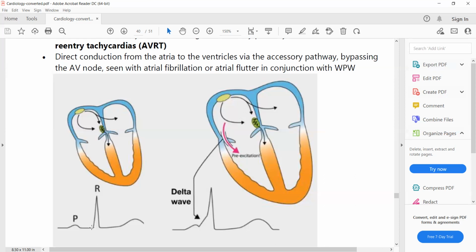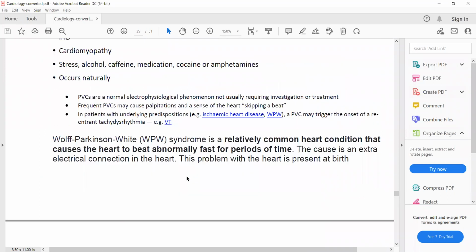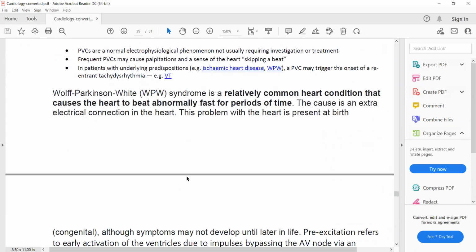So the upward slant you can see in this diagram. Here the PR interval is straight, but here the PR interval is forming a slope. So this slope of the PR interval is known as a delta wave. So the ECG finding for the diagnosis of Wolff-Parkinson-White syndrome is the delta wave. If in the PLAB 1 exam they mention that a person presents to you with palpitation and there is a delta wave on ECG, then it will make the diagnosis of Wolff-Parkinson-White syndrome.